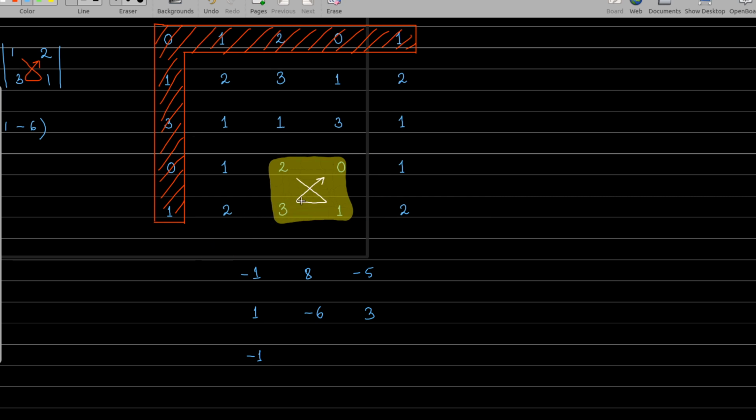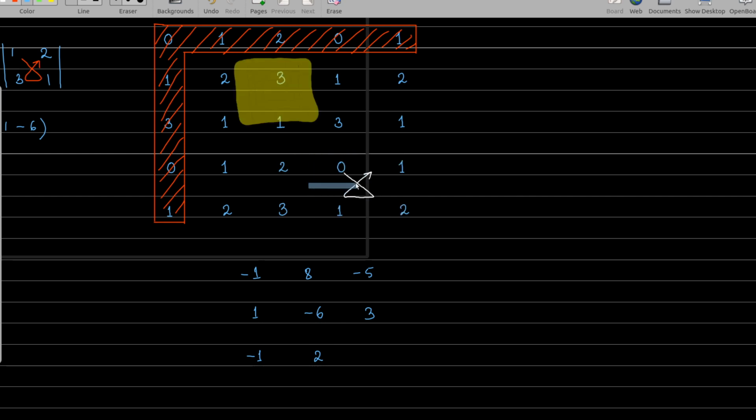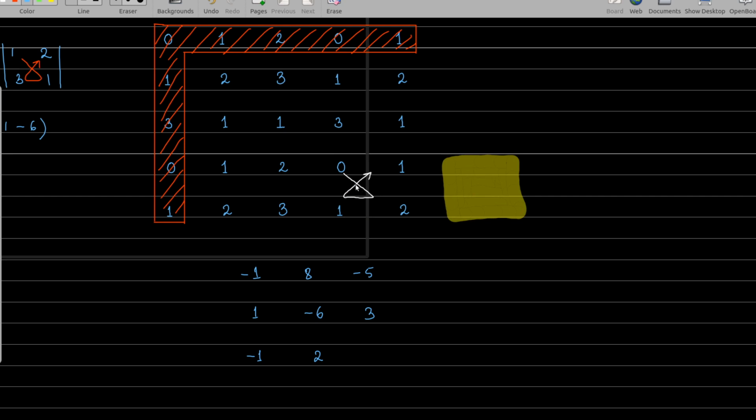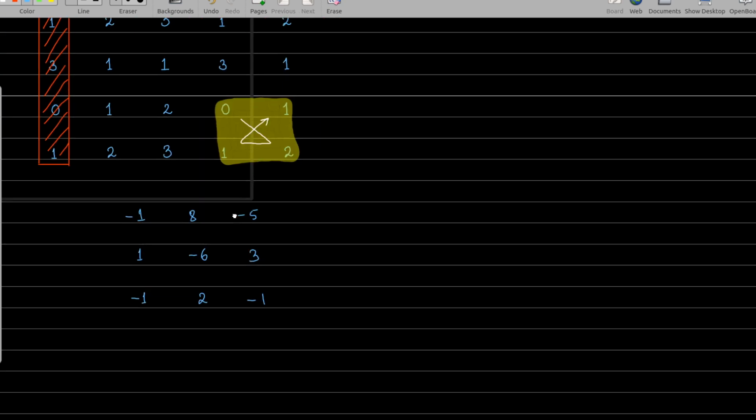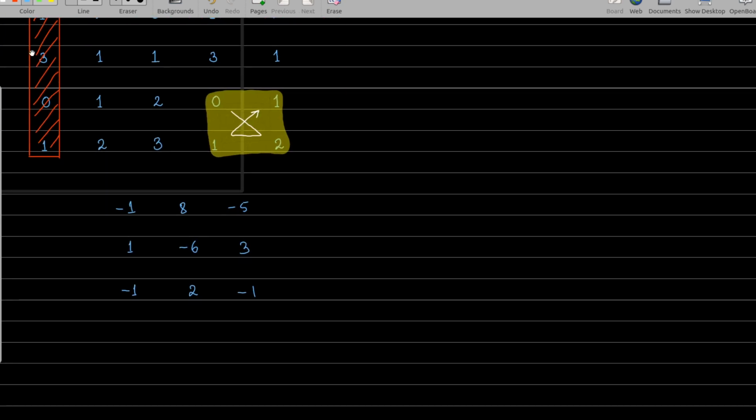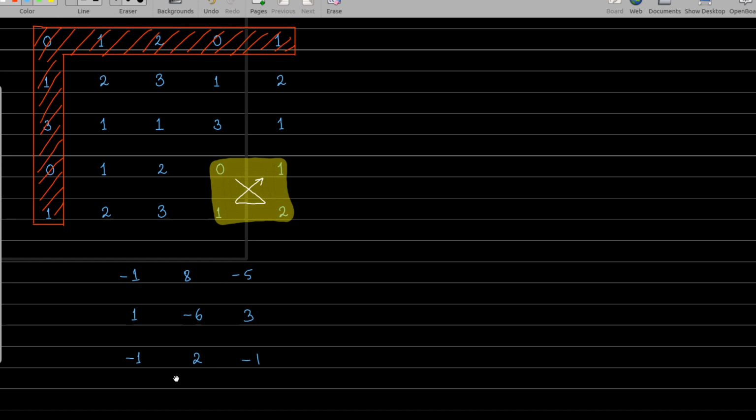Next one, 2 times 1 is 2, 2 times 1 is 2, minus 0 again. Then here, the last submatrix 0 and minus 1, so we'll get a 1 here. Okay, so this is how we construct. So we constructed a 3 cross 3 matrix.